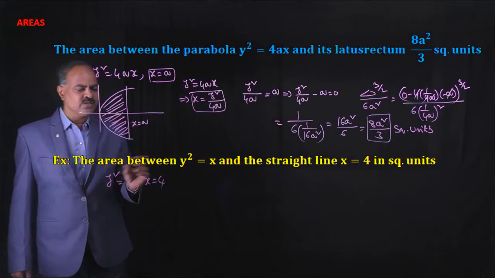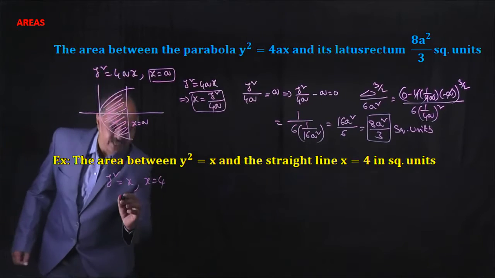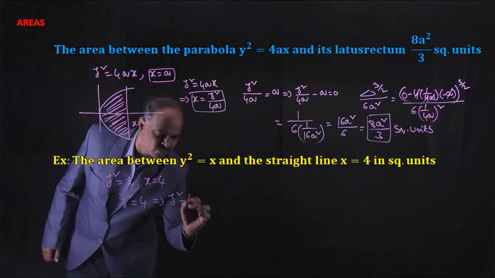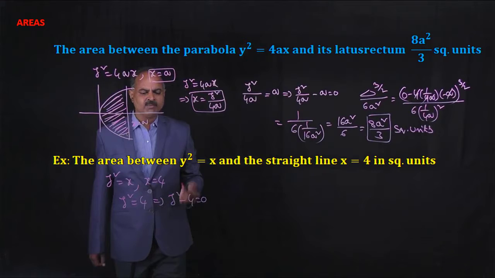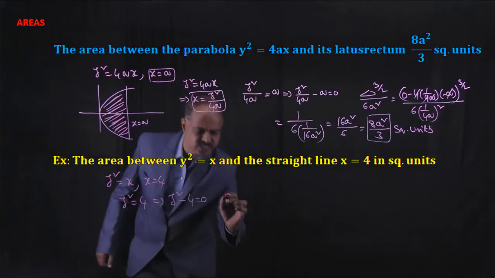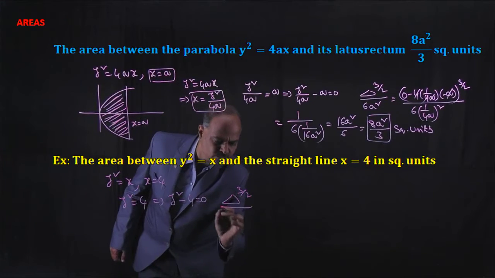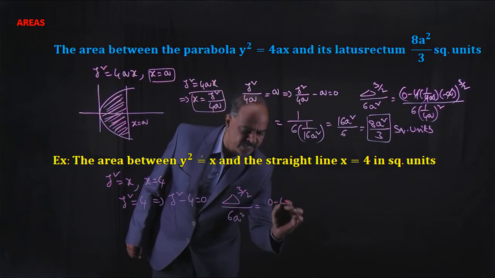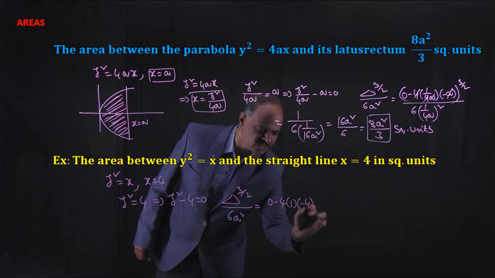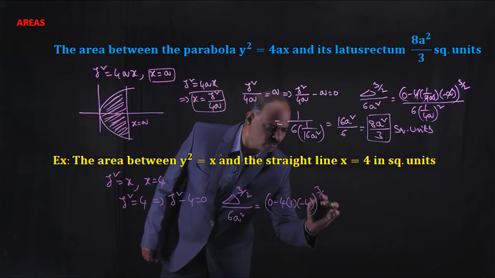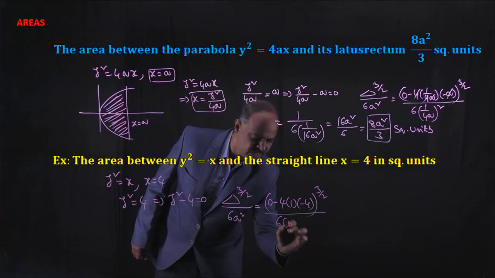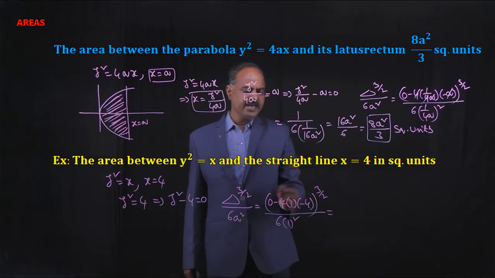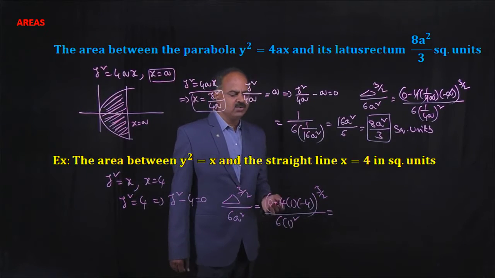Here also, equating linear terms, y square is equal to 4. So this implies y square minus 4 equal to 0. The formula is delta power 3 by 2 by 6a square. Here b square minus 4ac, that is 0 minus 4 into 1 into (minus 4), whole to the power 3 by 2 by 6a square, with a equal to 1. Now 4 into minus 4 with the other minus gives plus 16.